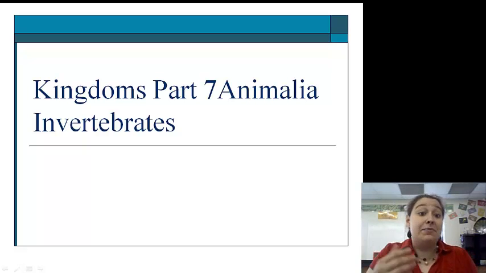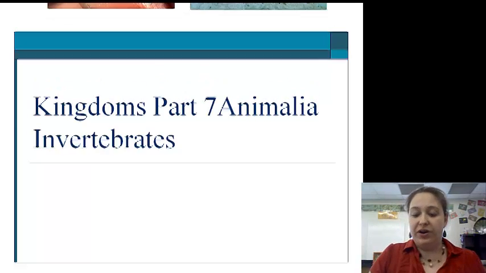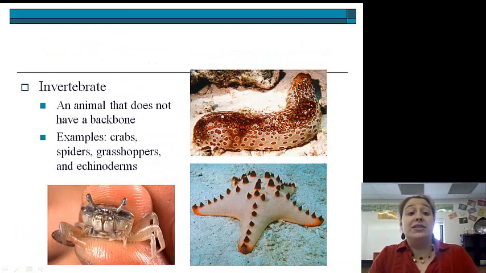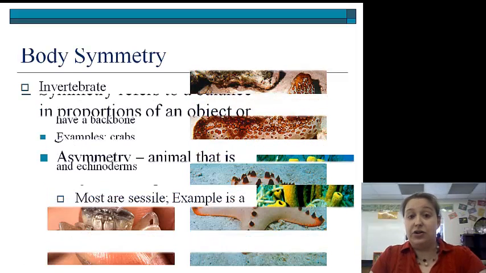Kingdom Part 7, Animalia, Invertebrates, the quick and dirty rundown. So, invertebrates, animals that don't have a backbone, such as crabs, spiders, grasshoppers, and echinoderms.